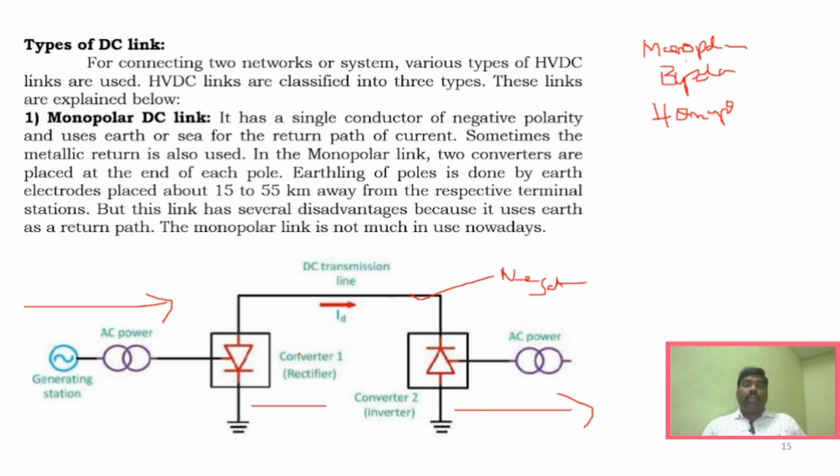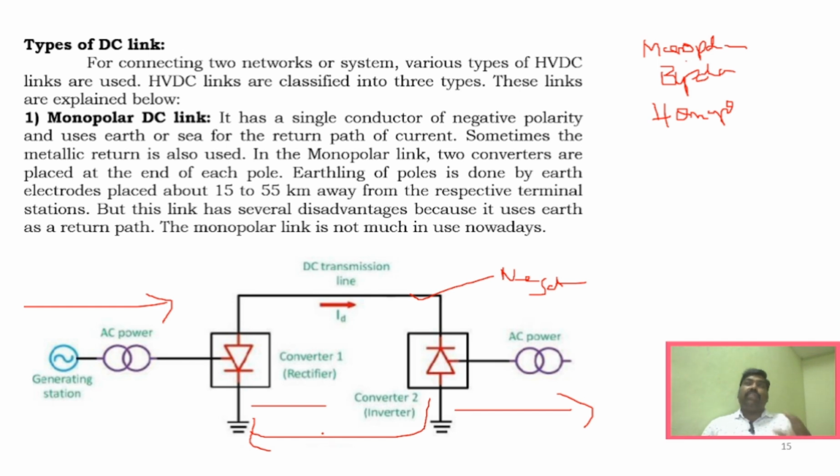So in this monopolar DC link, the return current will be taking this particular path. That is, earthing will be used as the return path, right? And also the distance between these two poles will be approximately from 15 to 55 kilometers. Sometimes earth is used as the return path, and you can also use a metallic return path, right?